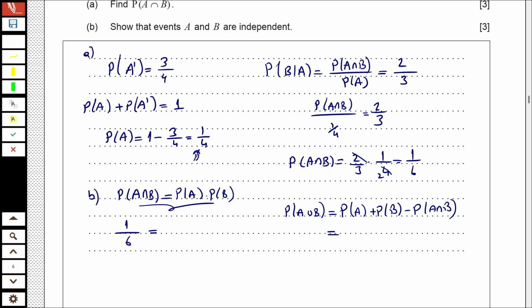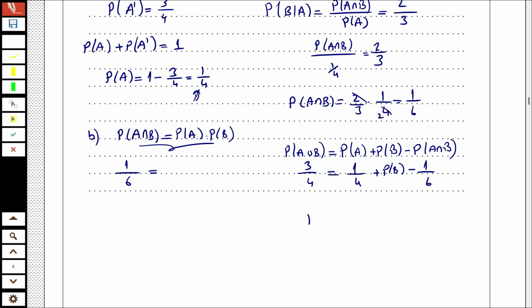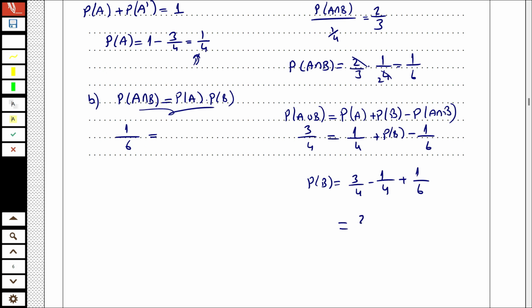So I know that probability of A is 1 over 4, and probability of B I'm looking for, and probability of A and B is 1 over 6. So the union probability is given 3 over 4, and probability of B is going to be 3 over 4 minus 1 over 4 plus 1 over 6. From here, it's going to be 2 over 4 plus 1 over 6, and it's going to be 8 over 12, which is 2 over 3.